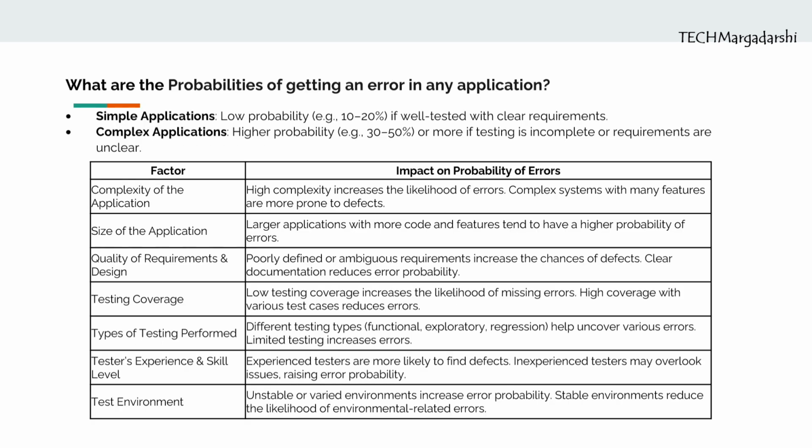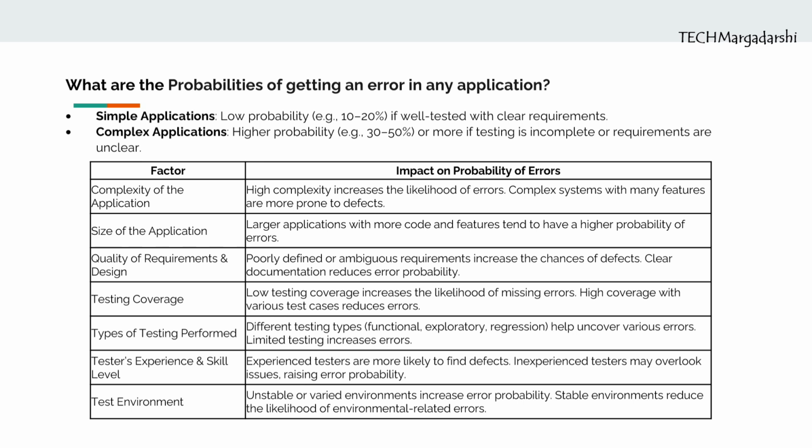Now, move on to the next question. What are the probabilities of getting an error in any application? When testing any application, the probability of errors depends on multiple factors. For simple applications, if requirements are clear and testing is thorough, the error probability is usually low, around 10 to 20%.